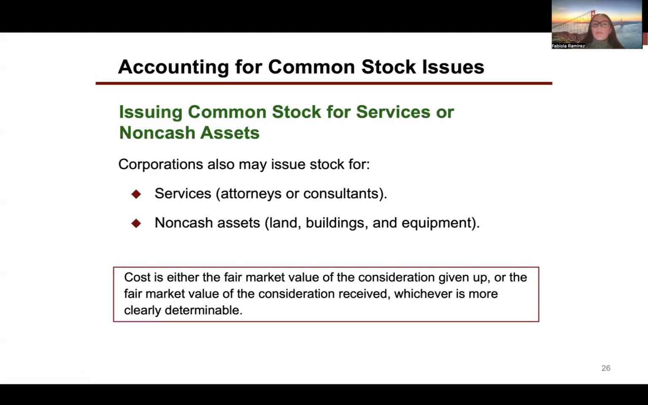A corporation might also issue common stock in exchange for services or non-cash assets, usually for services or for buildings, some sort of non-cash assets. Cost is either the fair market value of the consideration given up or the fair market value of the consideration received, whichever is more clearly determinable.